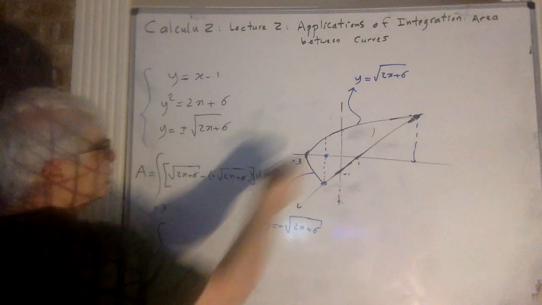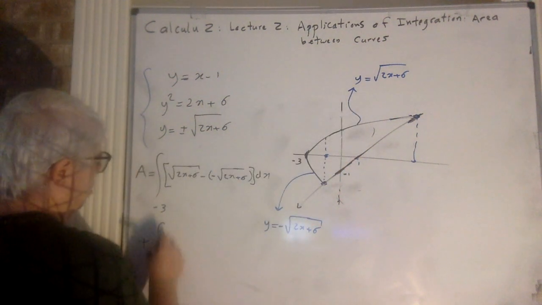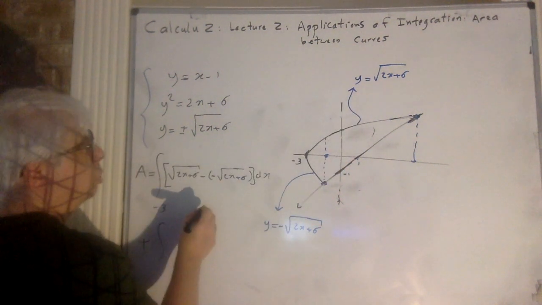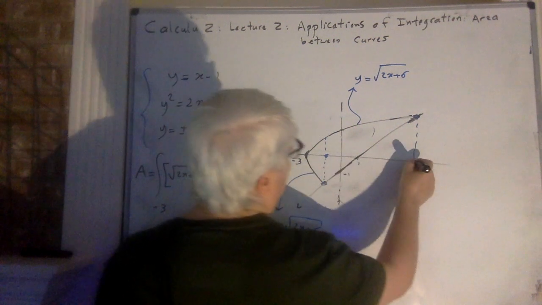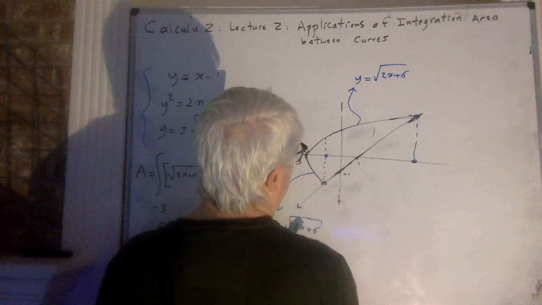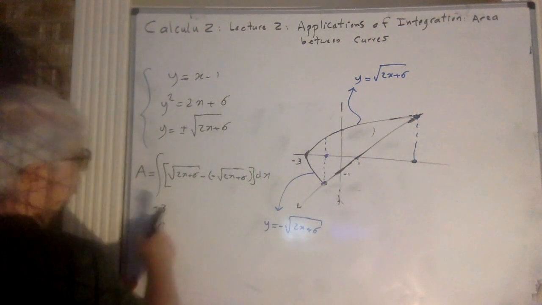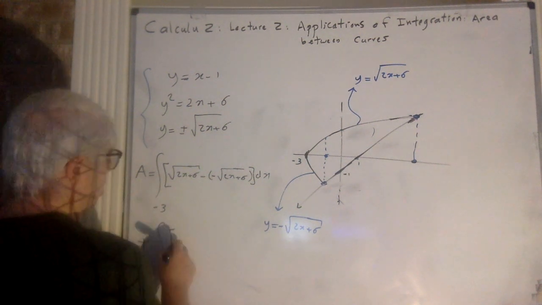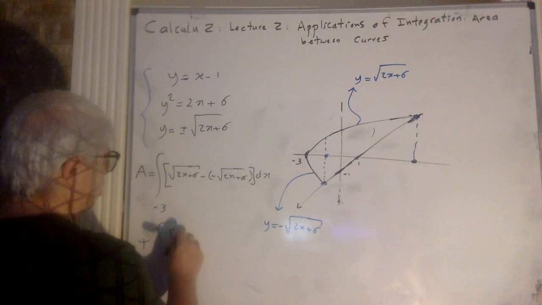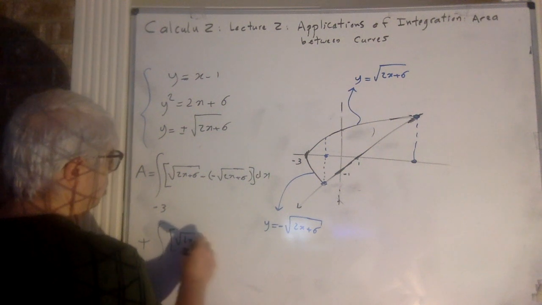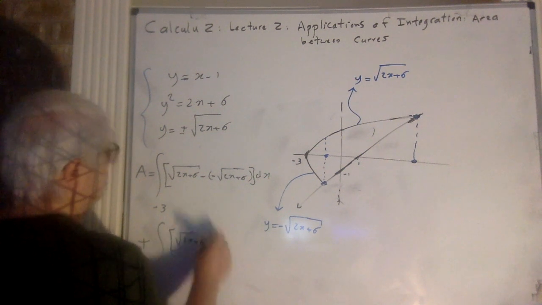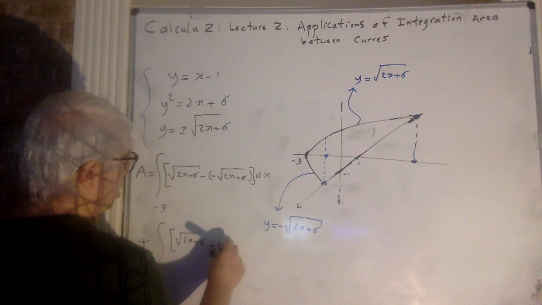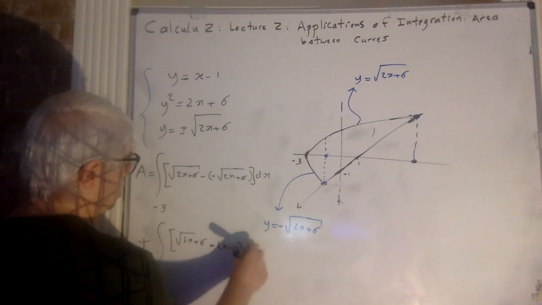Plus the other one, the top one, goes from that point to point, where is it? We haven't found the 2 points, the 2 limits. So let's write the integrand first. That is this one, 2x plus 6, minus this one, x minus 1, dx.